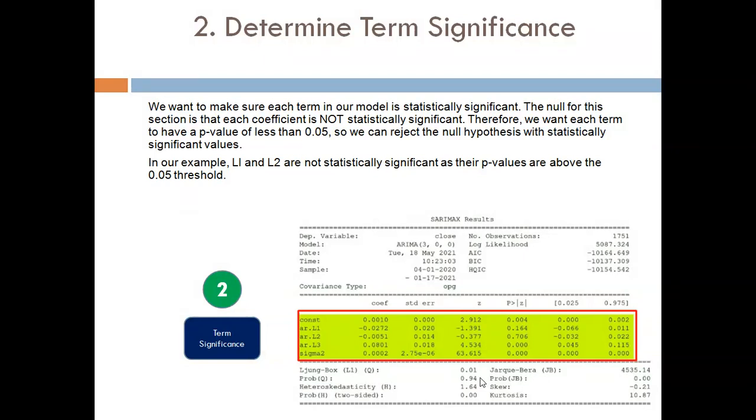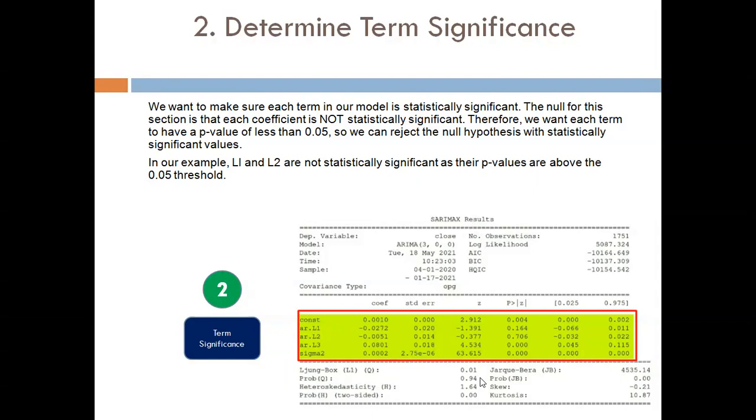Now we want to make sure each term in our model is statistically significant. The null for this section is that each coefficient is not statistically significant. Therefore, we want each term to have a p-value less than 0.05, so we can reject the null hypothesis with the statistically significant values.